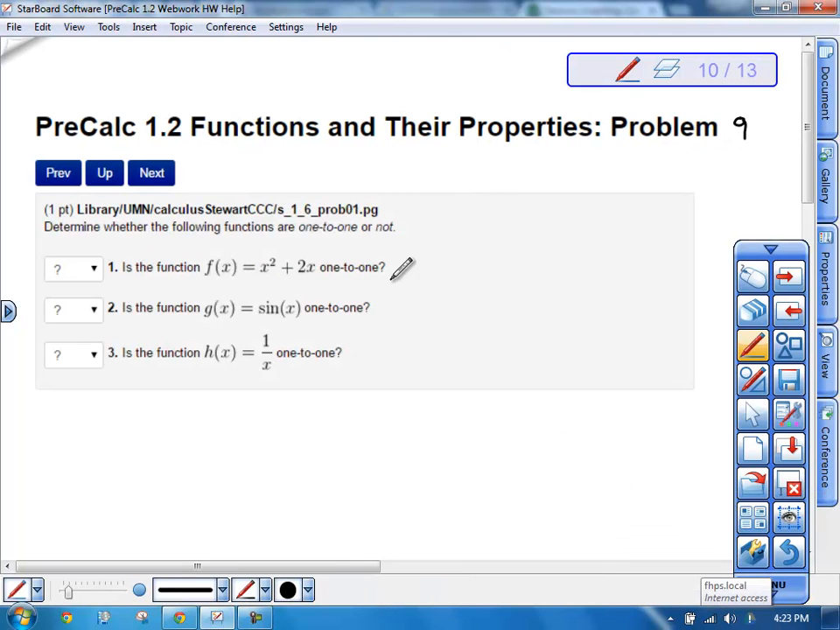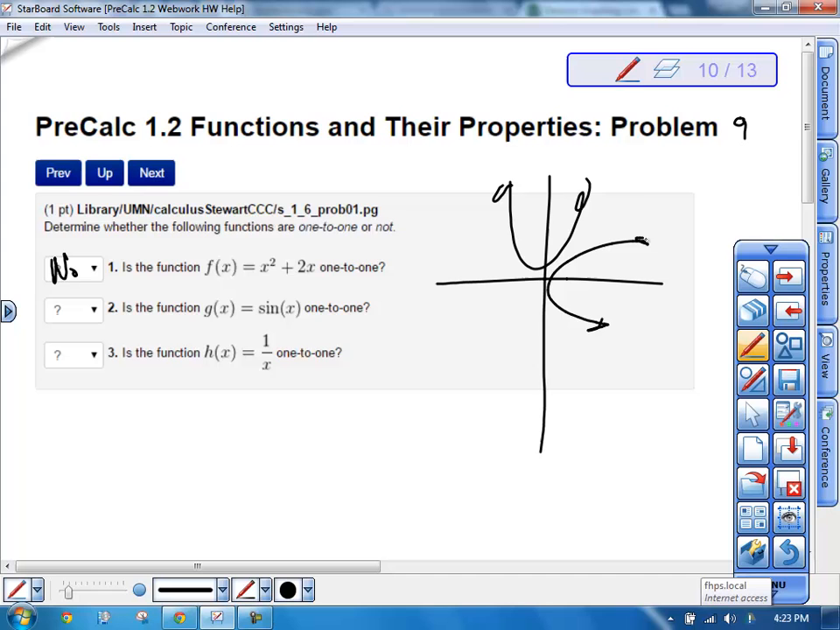The next problem wants to know about one-to-one. One-to-one are functions that pass the vertical and horizontal line tests. So this first one's a parabola. It does not pass the horizontal line test, so it's not one-to-one. One-to-one means the function and its inverse both pass the vertical line test. So its inverse is tipped sideways. It's a reflection over the line y equals x. So its inverse would not. So we'll just use the vertical and horizontal line test to see if it's one-to-one.